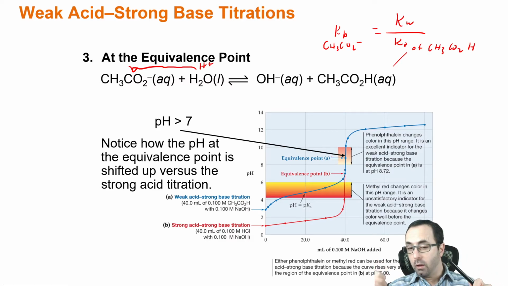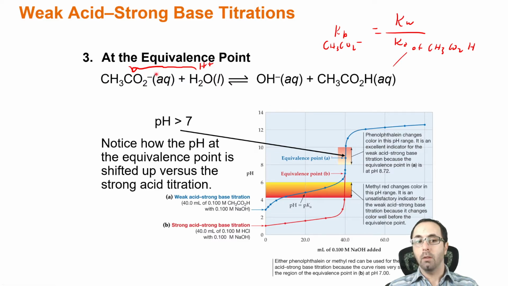Note, you cannot use the Henderson-Hasselbalch equation at the equivalence point. Why? Because the Henderson-Hasselbalch equation only works when there's significant amounts of the acid and the conjugate base. But before you do your equilibrium here, all you've got is conjugate base. There's no weak acid left. And so it's not appropriate to use the Henderson-Hasselbalch equation at the equivalence point, because you don't have weak acid and conjugate base. You've only got the conjugate base.